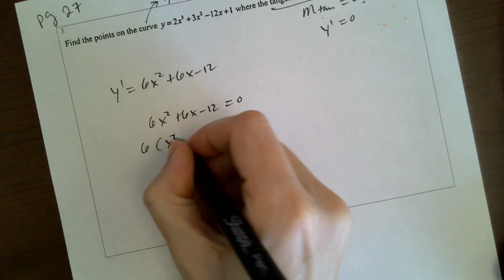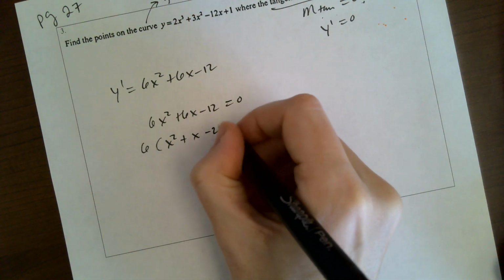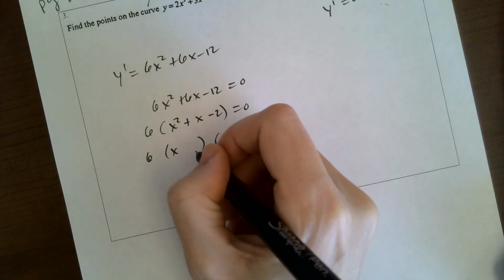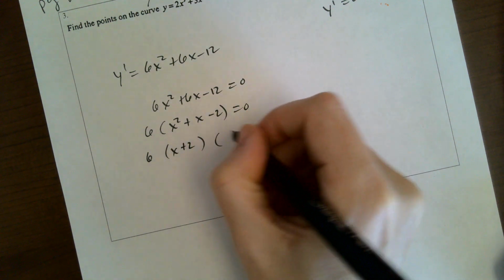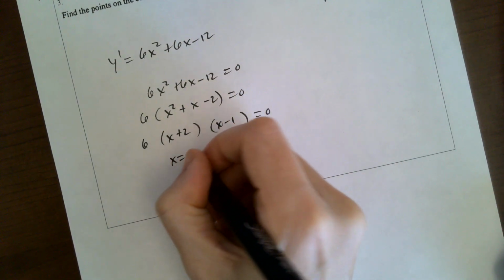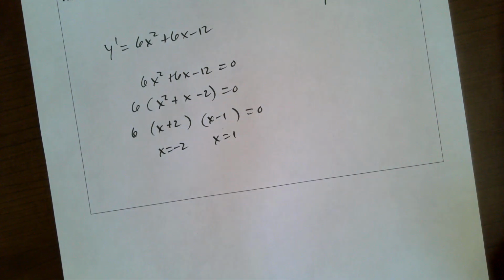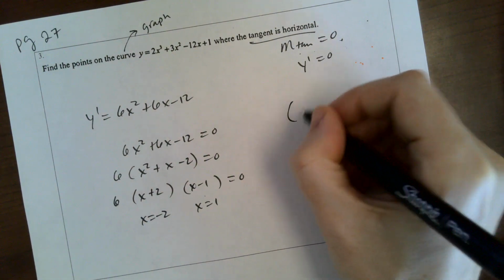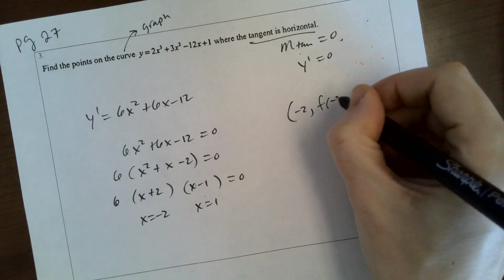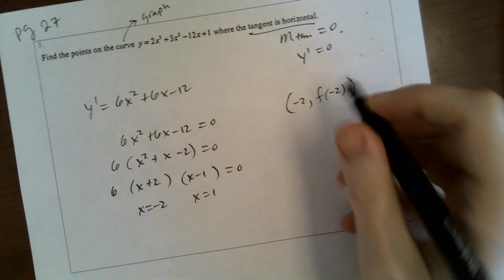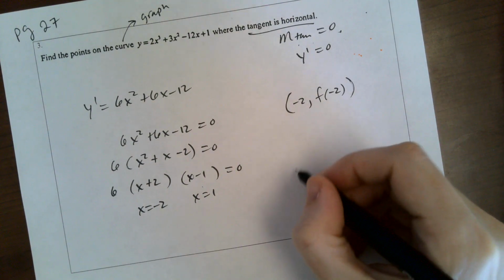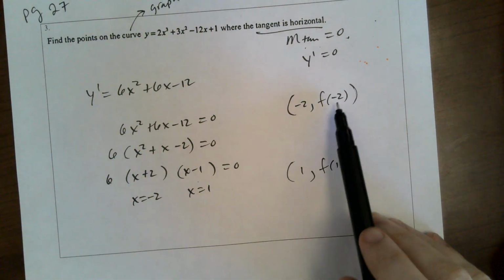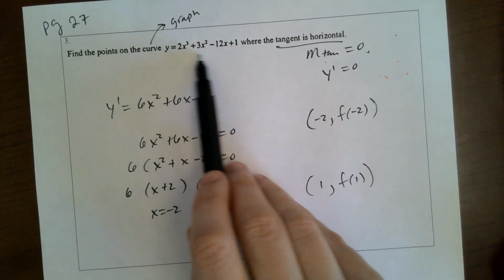You could take out a 6. Okay, and then this factors (x plus 2)(x minus 1). So we're getting x equals negative 2 and x equals 1. So those are just the x coordinates, guys. So one of our points is going to be negative 2, f of negative 2. And then the other point is going to be 1, f of 1. So to get the y coordinate, you're plugging into the original right here.